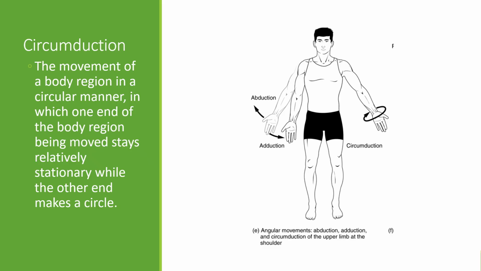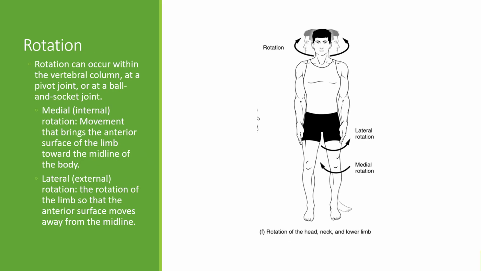Circumduction is the movement of a body region in a circular manner in which one end of the body region stays relatively stationary and the other one makes a circle. So you can do this with your wrist. If you try to make your wrist go round and around, or you can do it with your whole hand at your elbow. So your elbow stays pretty much in the same place and you're making a circle with your hands. You can do it individually with your fingers. Can't really do it with your toes, but you can do it kind of with your ankles. So that's circumduction.